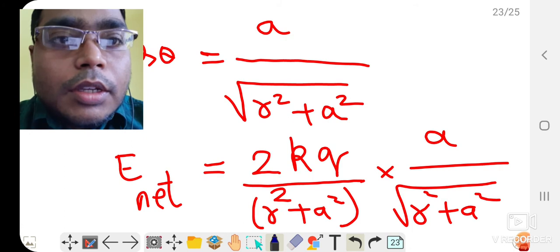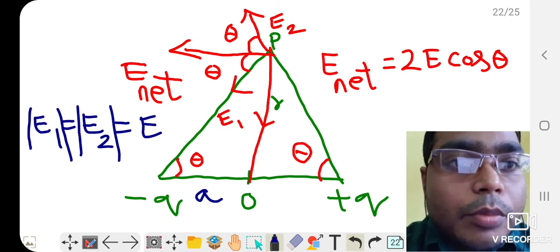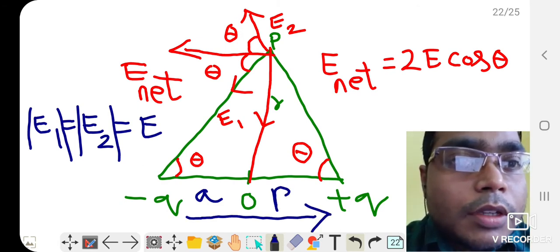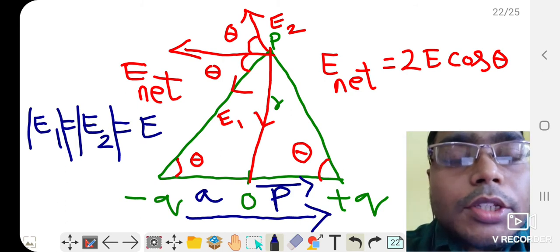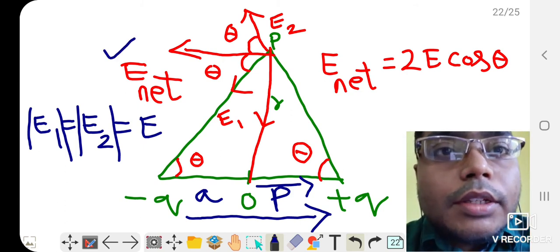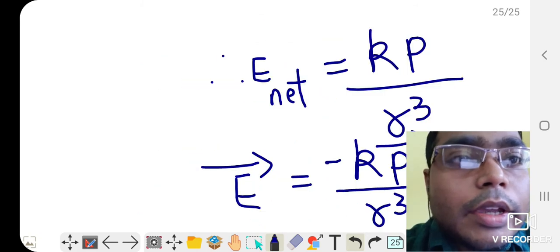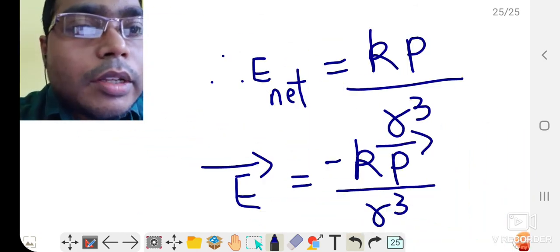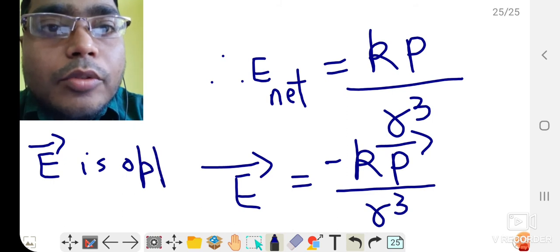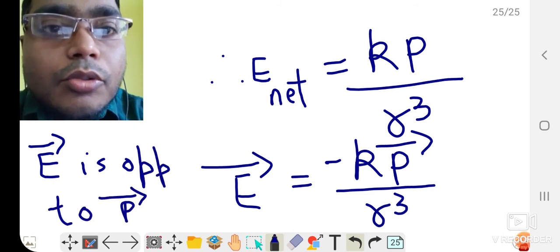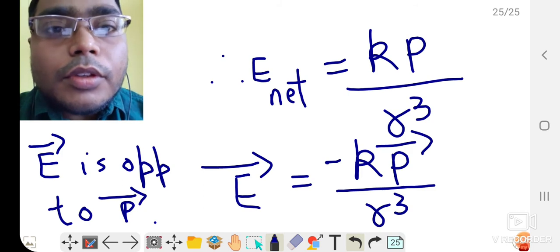You can see the diagram here. What is the direction of the dipole moment? I have already told you earlier, the dipole moment is from the minus q charge to the plus q charge, right? This is the dipole moment. And you see the direction of the net electric field. Are they in the same direction or opposite direction? This is our net electric field. So both directions are opposite. Since they are opposite in direction, we have taken the negative sign. I think it is clear why there is a negative sign. The negative sign represents that the E vector is opposite to the p vector. You can see from the diagram that the dipole moment is opposite to the electric field.